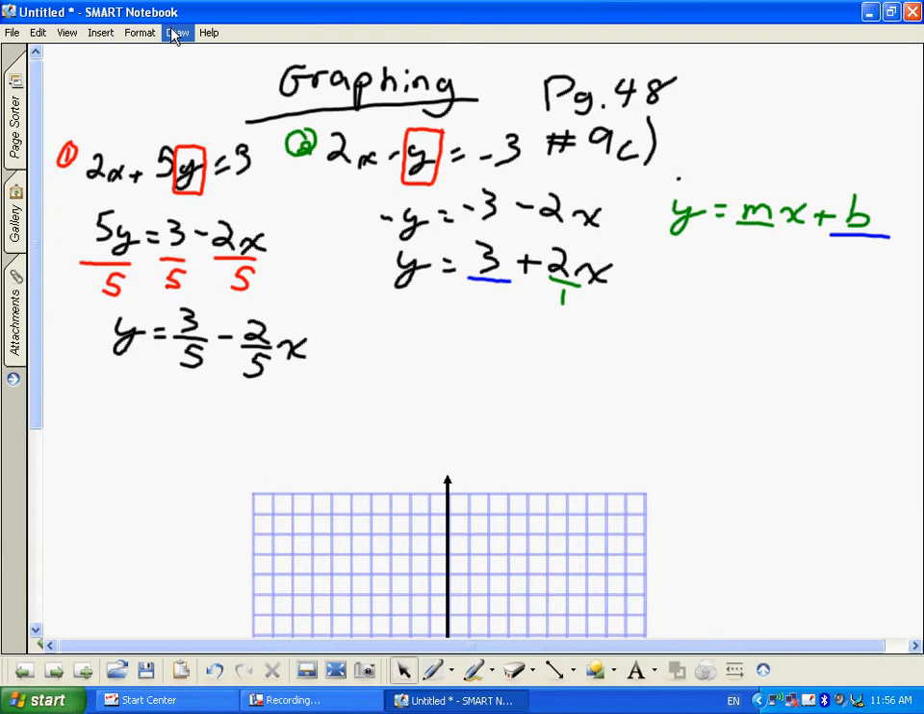Technically, I'm done. I have a slope. My slope is negative 2 over 5. We keep it in fraction form so we know that we're going to be going down 2 and to the right 5, or we're going to be going up 2 and to the left 5 because it's a negative slope. Our y-intercept is 3 over 5. If it's hard to tell in fraction form, divide that. Turn the y-intercept into a decimal so we know where to put it on a graph.